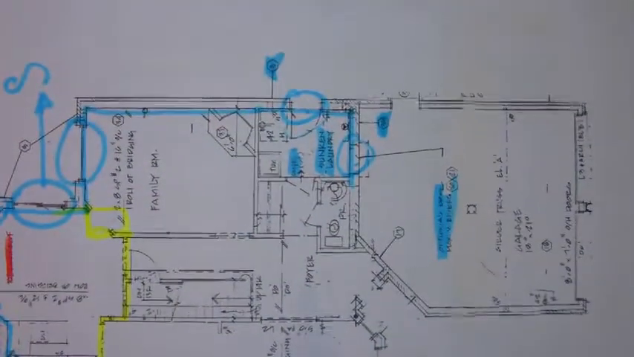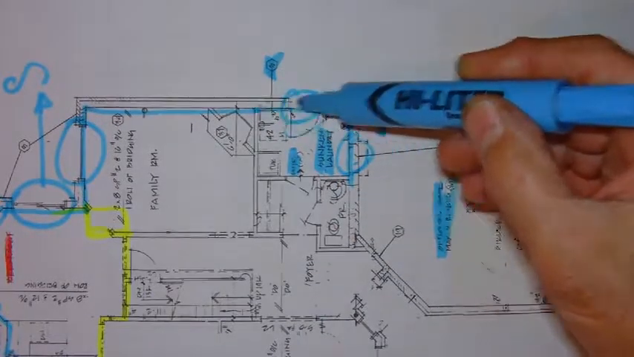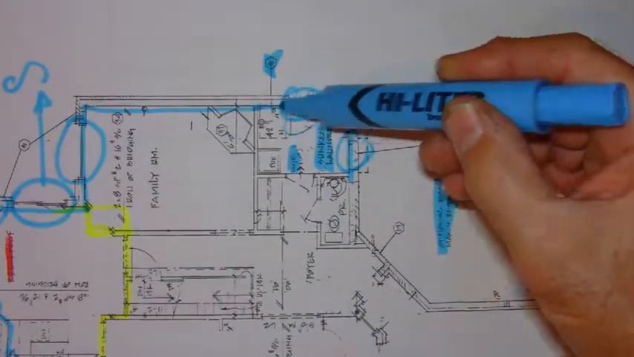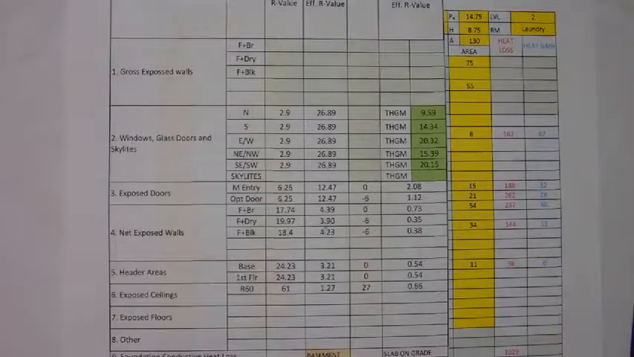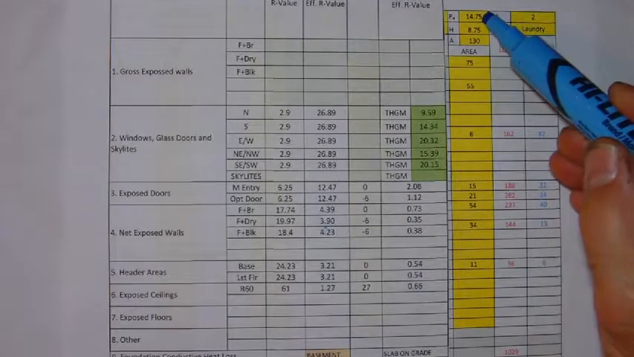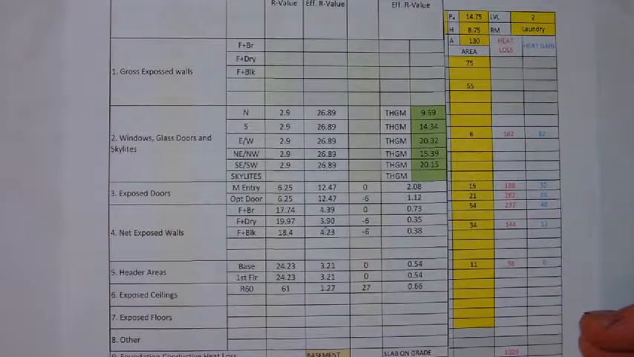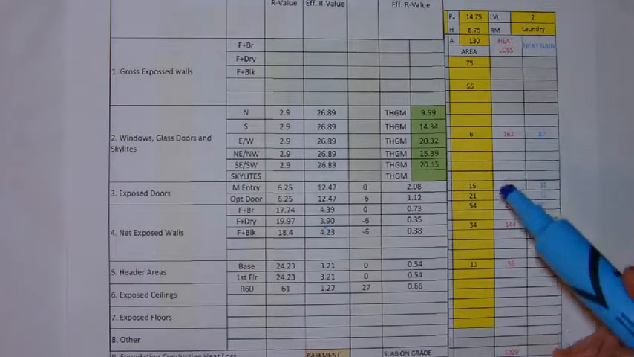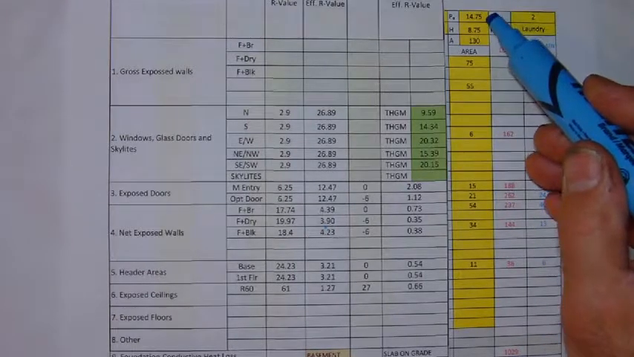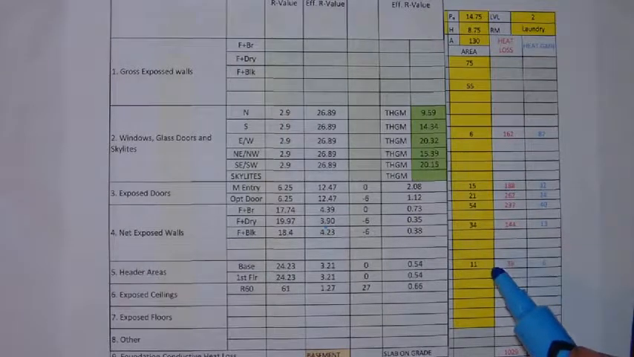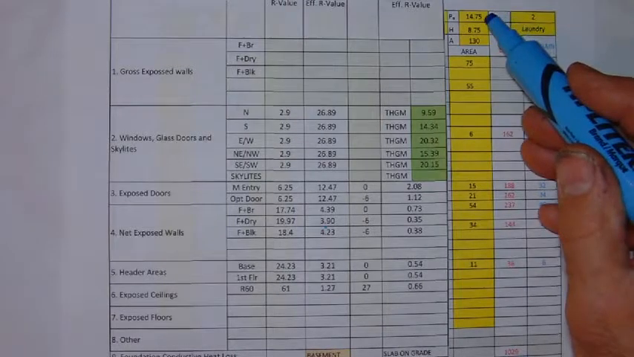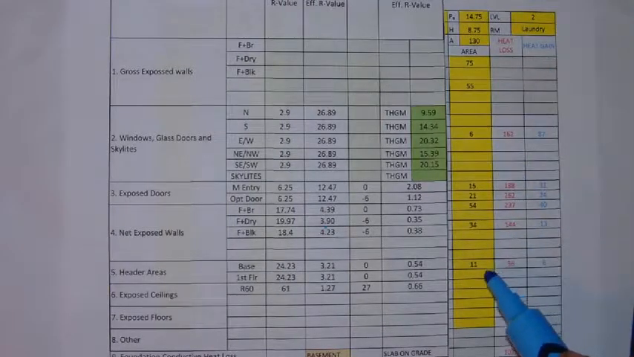For the header, despite being two different wall assemblies, you can add these two distances together, and we found that we had a total distance of 14.75 feet. Once again, 14.75 is the total exposed perimeter. The height of the header is 0.75 feet. So 14.75 times 0.75 gives us 11 square feet of header.